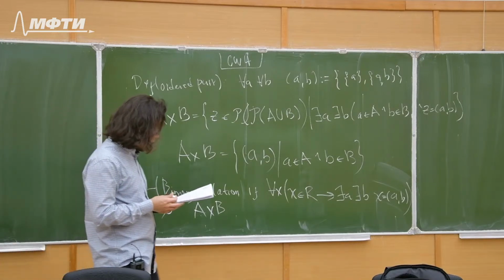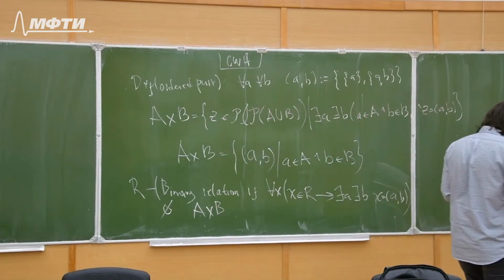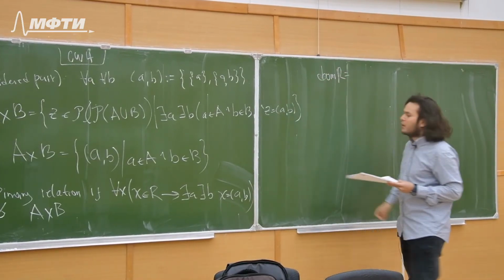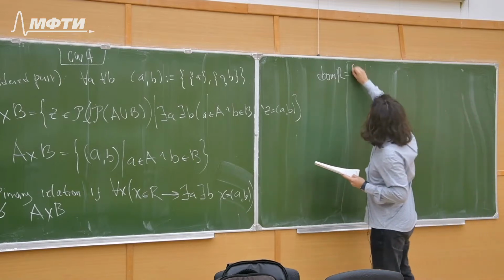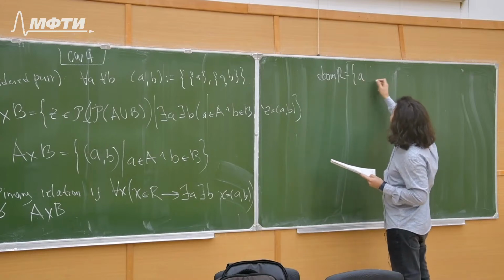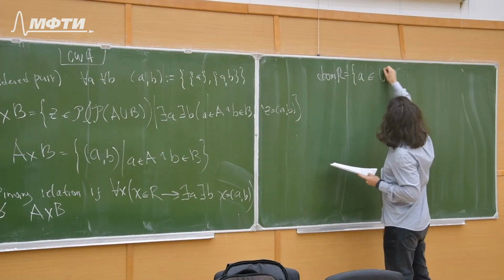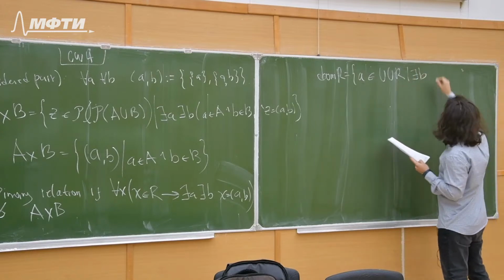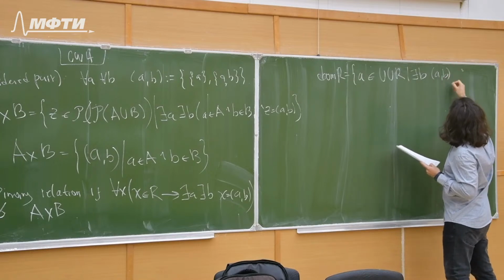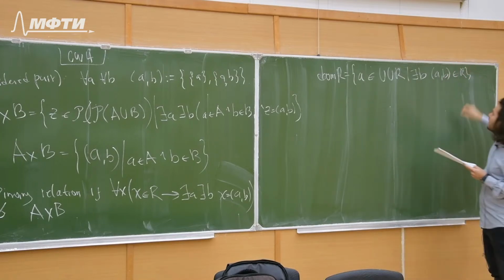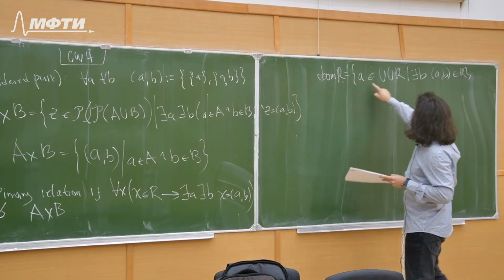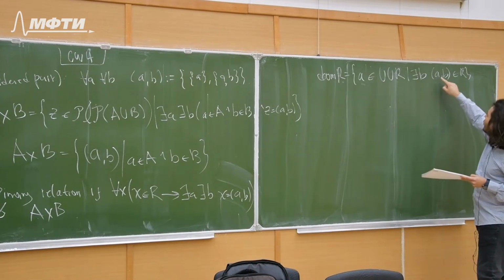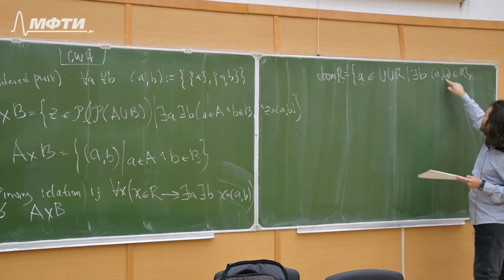And what else do we need? Yes, we can define the domain of R. The domain of a binary relation R is the set of all the elements a that belong to the union of R such that there exists b such that the ordered pair a and b belongs to R. So the domain of R is all these elements that belong to this set, such that for each a there exists some b, and we obtain the ordered pair a and b.